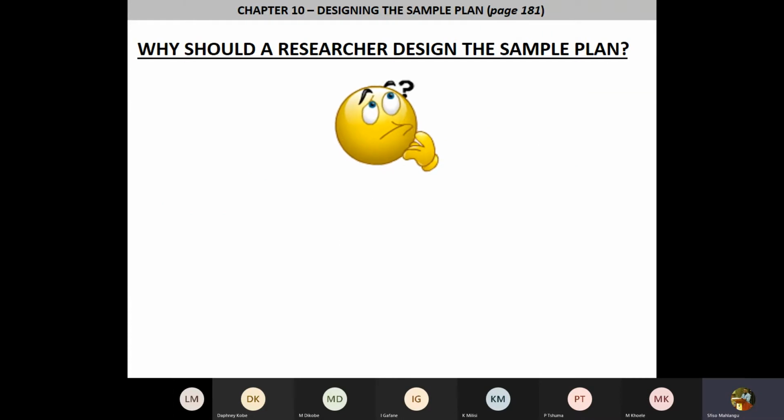And then the question always comes, why should a researcher design a sampling plan? So there are specific reasons, and you can highlight them in the textbook there. That will be on page 213. And now on page 213, you will see there are 4 bullets there indicating why you should use a sample.